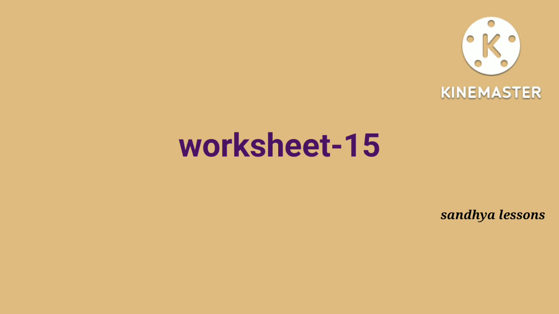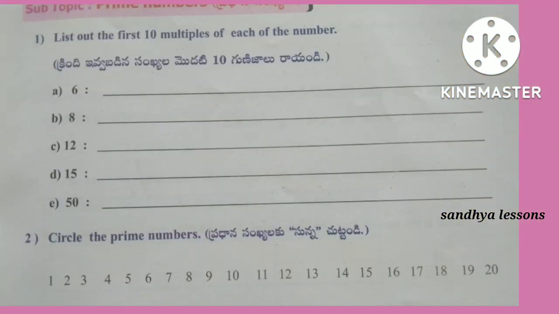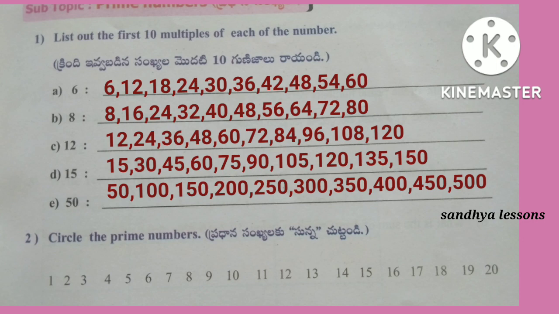Worksheet 15. First question, list out the first 10 multiples of each of the numbers. Multiples of 6 are 6, 12, 18, 24, 30, 36, 42, 48, 54, 60. Multiples of 8 are 8, 16, 24, 32, 40, 48, 56, 64, 72, 80.